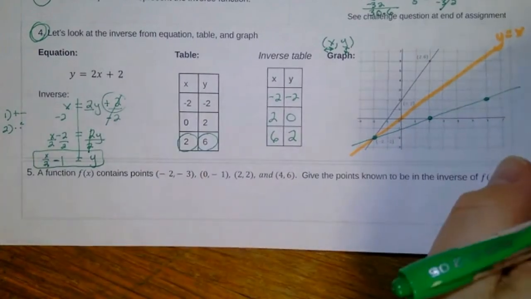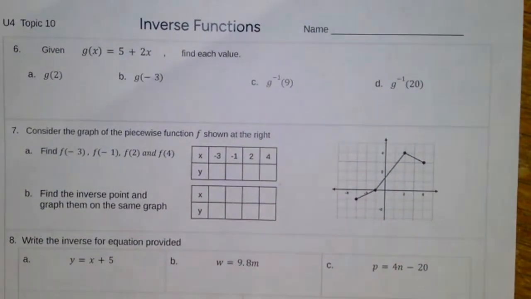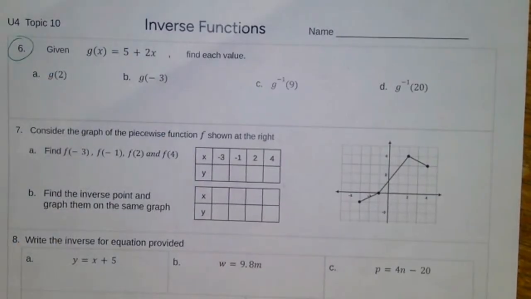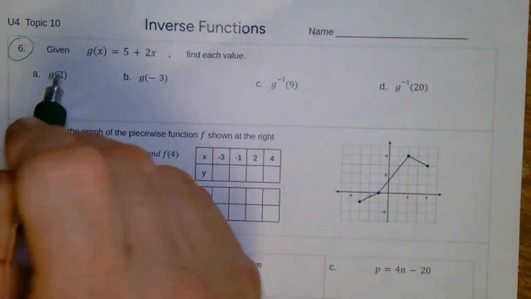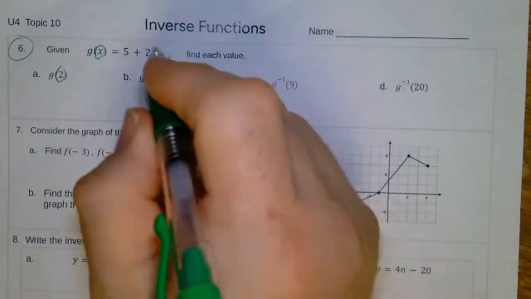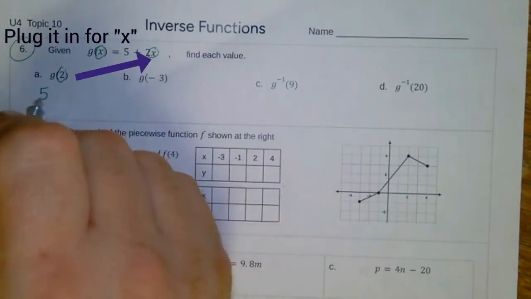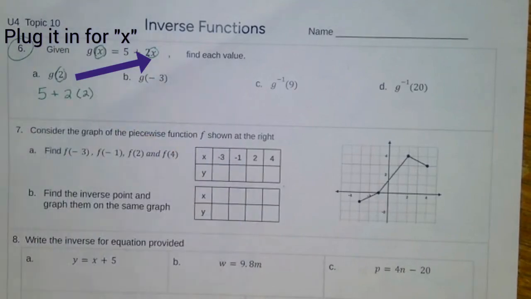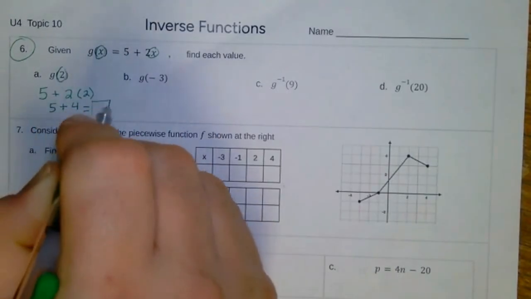As you flip your paper over, the other question I want to look at is the very first question. The very first question gives us two types of problems, and I'm going to do one of each of them. If it ever says g of a number, again, the number inside, in this case, is x. So they want you to replace the x with the number 2. So to get this answer, I'm going to write 5 plus 2, and now x is really the number 2. So 2 times 2 is 4, and 5 plus 4 is, I know you know.